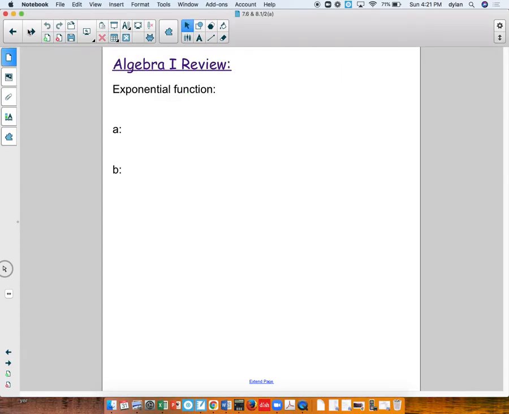All right, so we're going to start with a review from Algebra 1. What is an exponential function and what do the different parts represent? You might want to try this on your own before you listen to me do it to see if you can remember any parts of it.